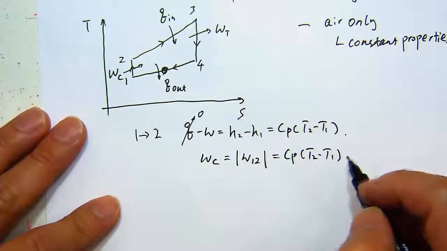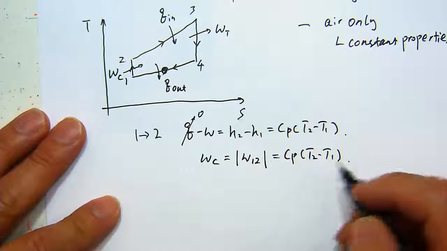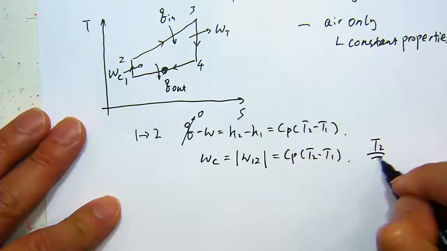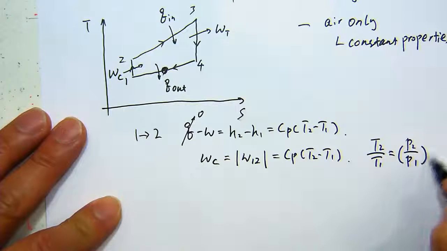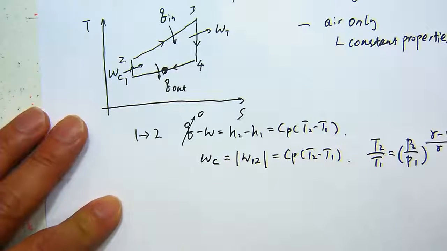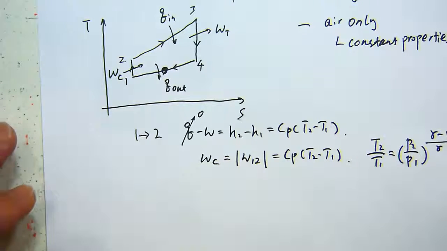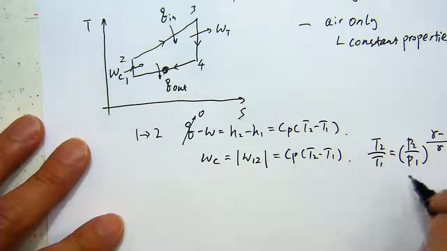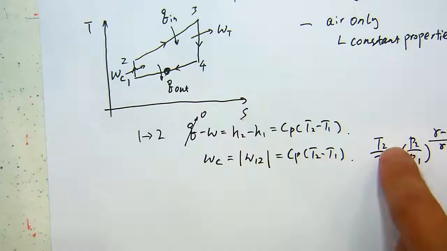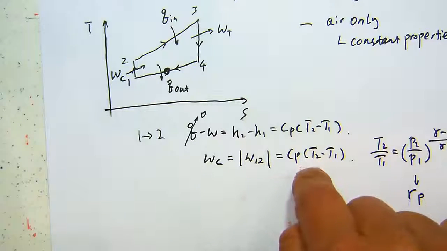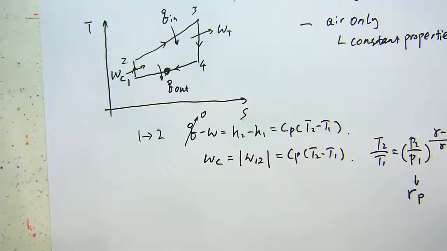And the temperature at state 2 can be calculated using the isentropic law. Based on the pressure difference at the inlet and outlet of the compressor, which is typically given as the pressure ratio, Rp, we can determine the end state temperature after the compressor. So we can calculate how much work the compressor has done for the ideal step.